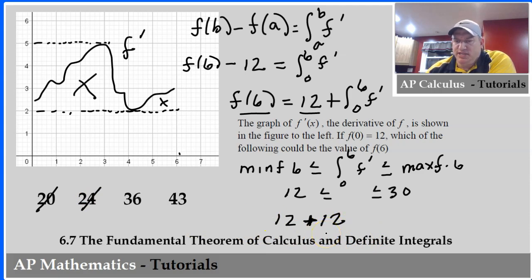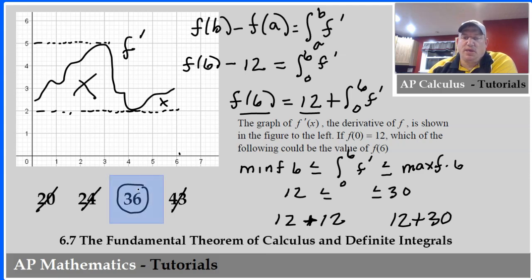What we also need to decide here is, what about that 36 and that 43? Well, if you add 30 to 12, the most that our f of 6 could be would be 42. And I guess that throws out the 43. So we only have one answer that we're going to go with, which is 36. Now, it doesn't mean that the value of f of 6 is 36. All we know is that it's what our best answer is for this problem.